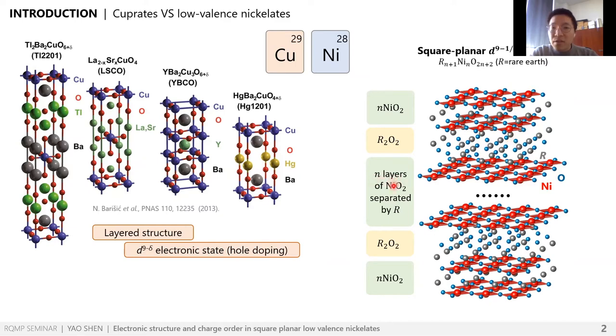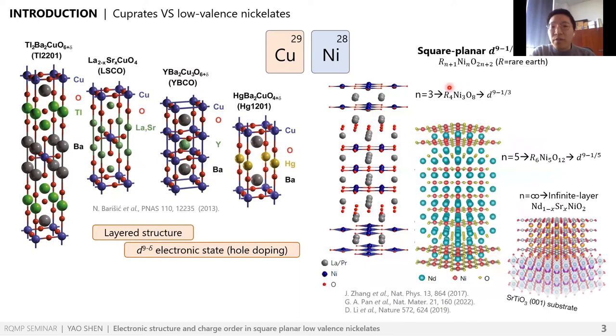Different numbers of layers will give you different effective hole doping. For example, if you have n equals 3, you will have the 4-3-8, and the effective hole doping would be a third for this one. And if you have n equals 5, you have effectively 20% hole doping. And if n is infinite, then it's the so-called infinite layer nickelate. You can further tune the doping by real chemical doping, like strontium doping, and you can have a continuous tuning. So in this regard, it is quite similar to the cuprates.